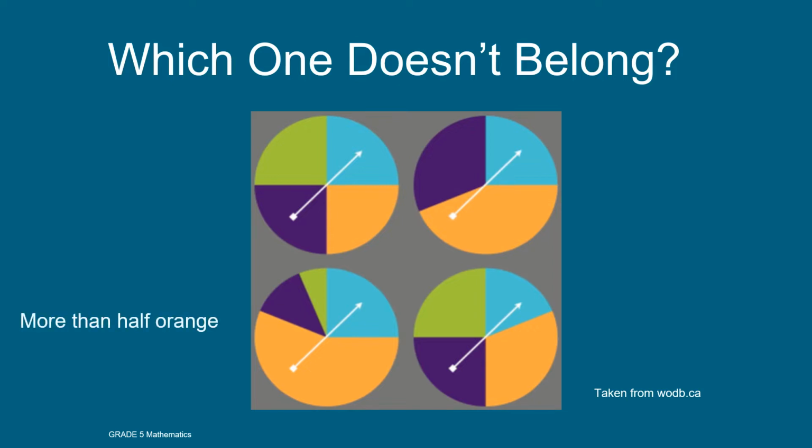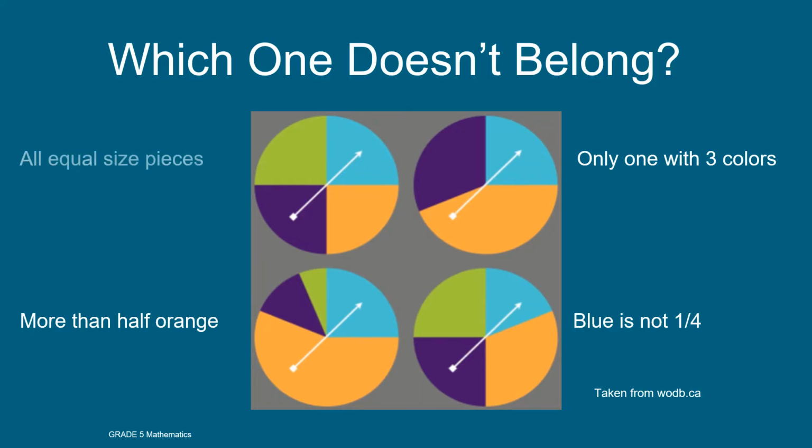Maybe you thought this spinner doesn't belong because there's too much orange. In fact, more than half the circle is orange. None of the other spinners gives that much space to any one color. The top right one might not belong because it's the only one with 3 colors. The bottom one doesn't belong because the blue section doesn't represent 1/4 like it does in all the other circles. And the top left spinner doesn't belong because it's the only one that is divided into 4 equal parts.